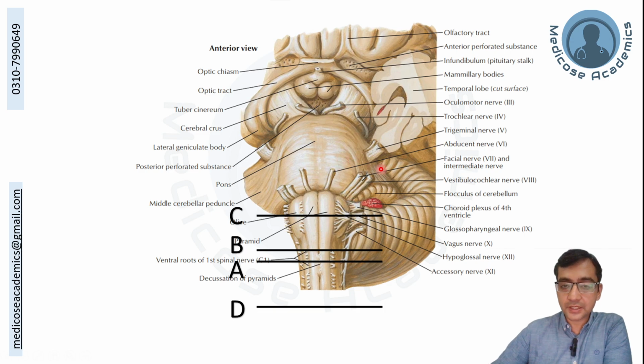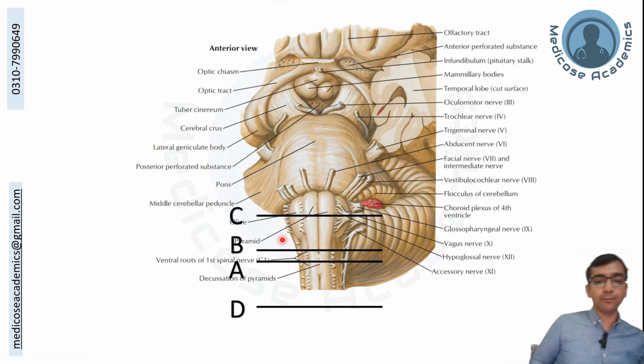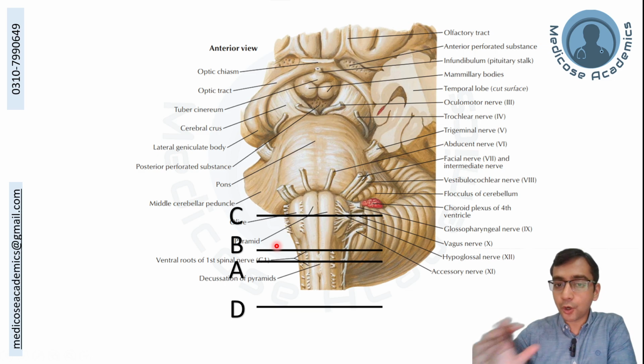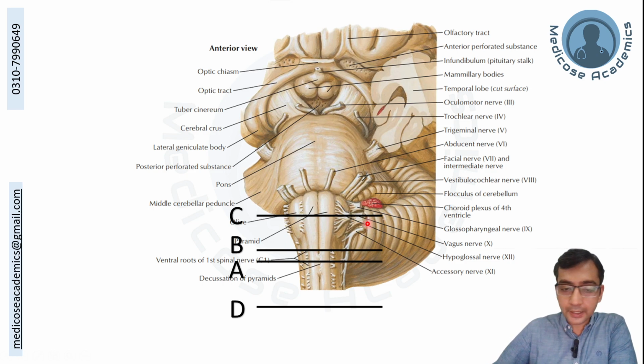So this is what we are going to be following. We are going to see the cross sections at level A, that is the level of decussation of pyramids, the great motor decussation. We are going to see level B, that is the decussation of sensory tracts, DCML, the sensory decussation, and third, the level where the inferior olivary nuclei are prominent. And to make sense of things, I will be making one cross section of the spinal cord too so that we can follow the tracts better.